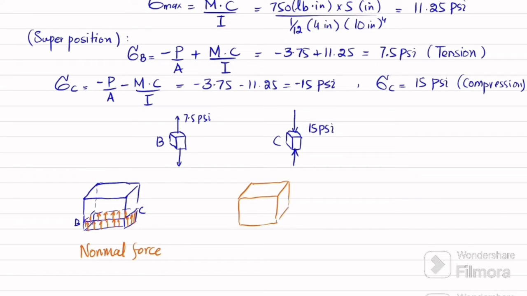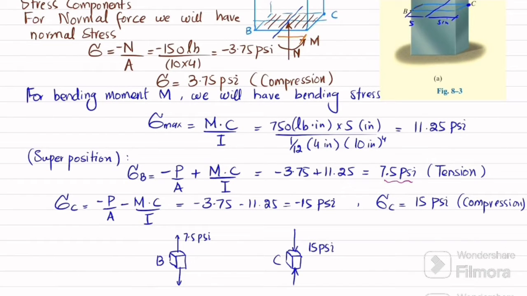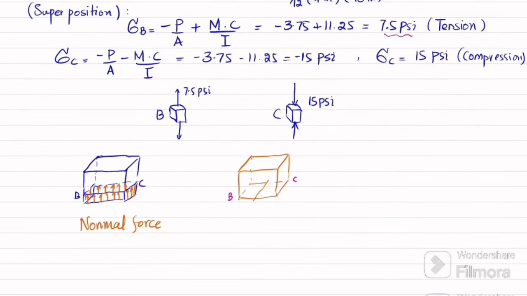Let me draw first this one. Clear? So you can see this is the centroid, this is your point B and this is your point C. Due to the bending moment, the maximum stress at point B and C is 11.25. This will be at the neutral axis, it will be 0. Clear? And at C, it will be like this. So if I draw the stress distribution, at point B this is in tension, clear? And at point C, this will be in compression.